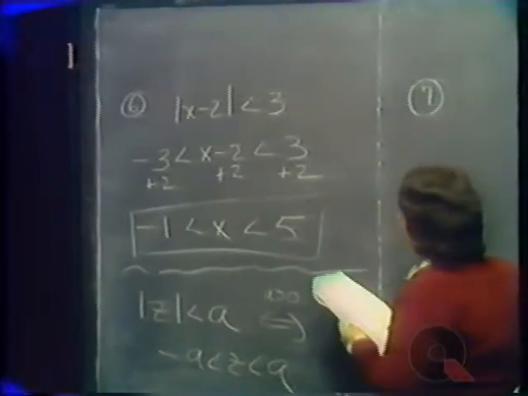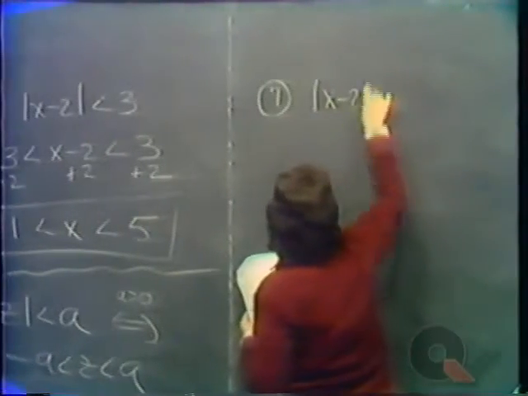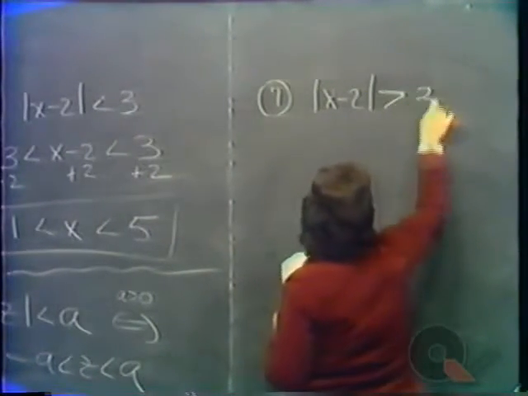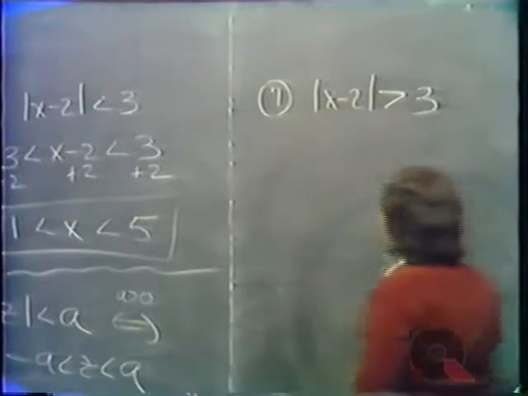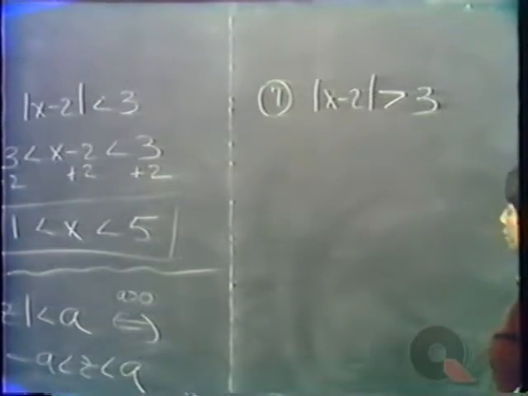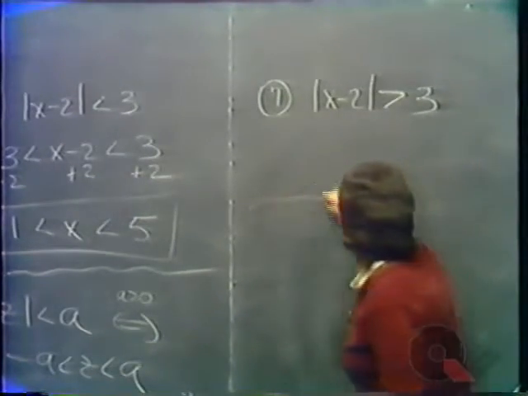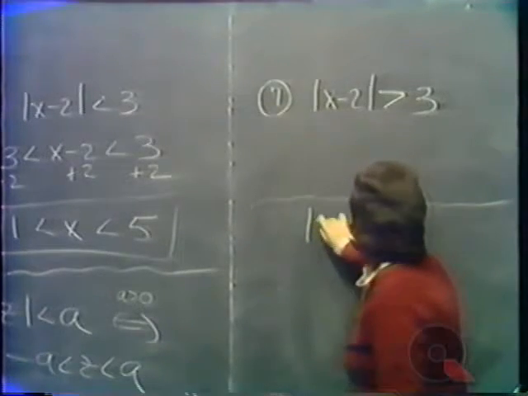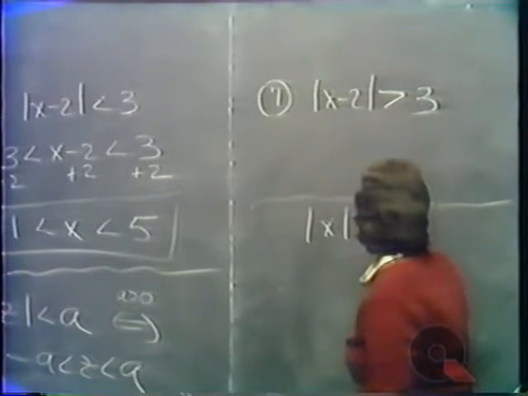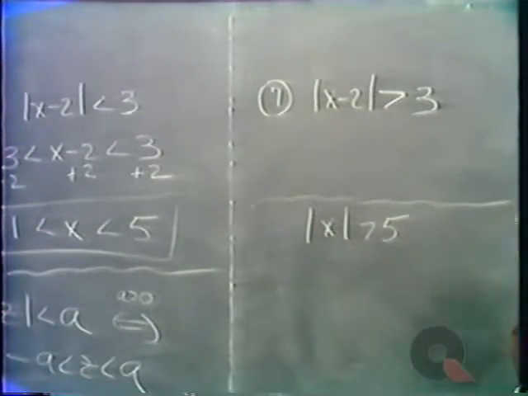In the last problem, I want to consider the absolute value of x minus 2 is greater than 3. Before we get to that, let's consider a slightly simpler one. What if I had the absolute value of x is greater than 5? A number without its sign is bigger than 5.